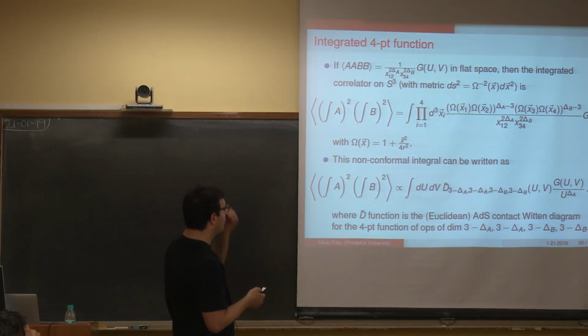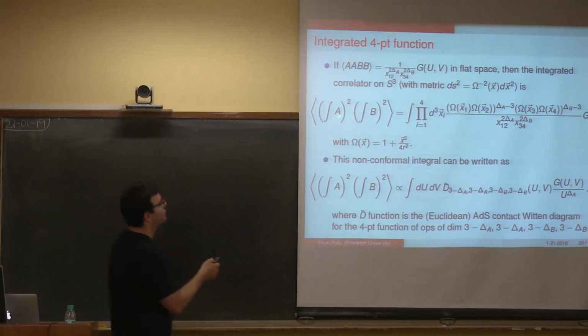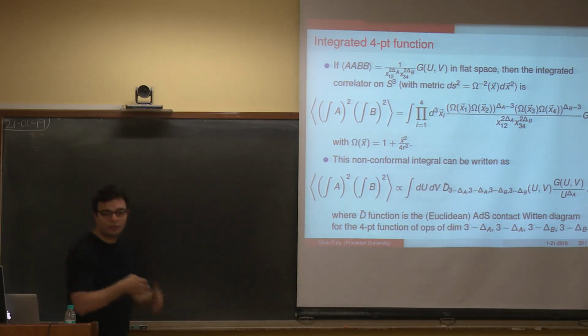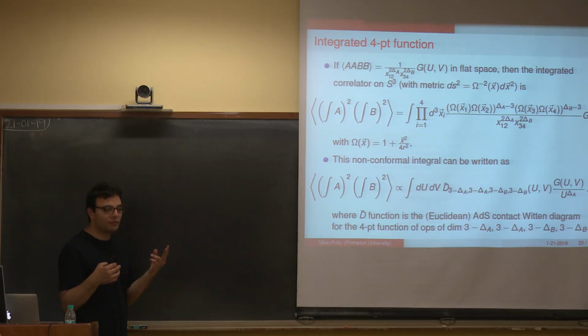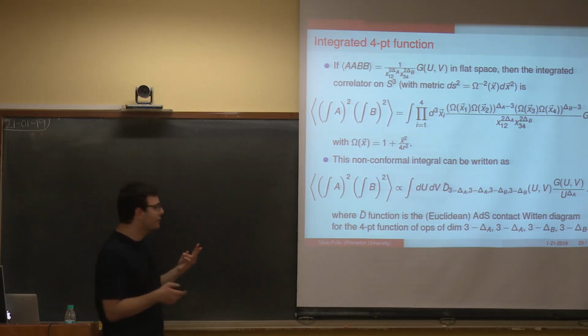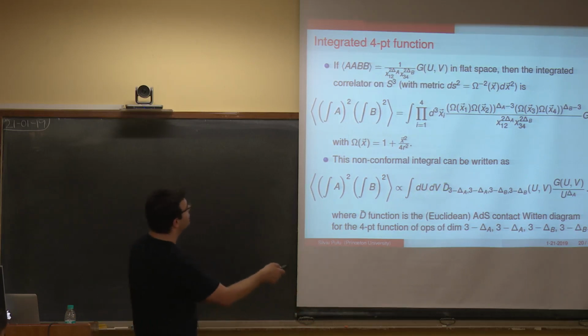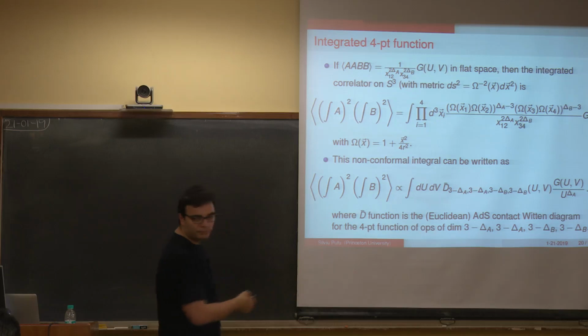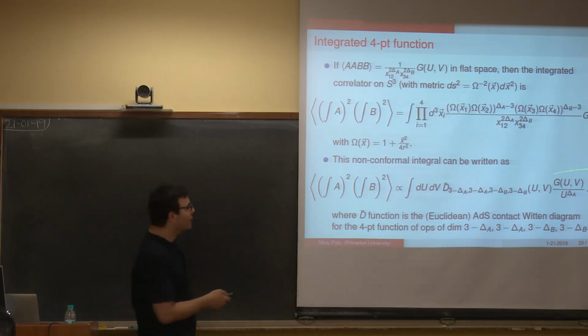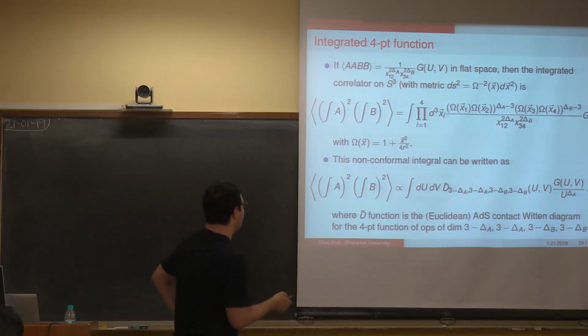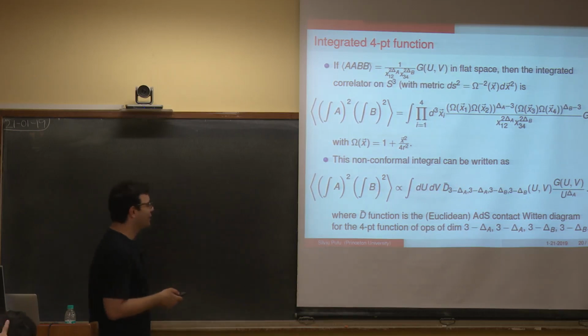And what we showed is that even though this has 12 integrals because it's an integrated 4-point function, we can reduce it to 2 integrals using various symmetries. So we can reduce it to an integral over u and v of this function g of u and v that appears here, multiplied by something. What that something is, is actually sort of interesting.